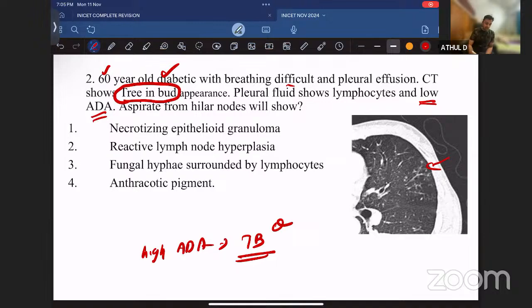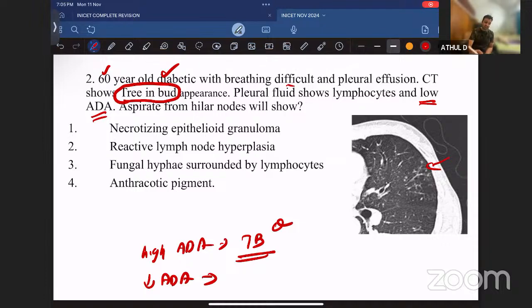But if the question shows low ADA level and tree in bud, then you should think about other possibilities, because if the patient is having tuberculosis, then the ADA level should usually be high. That is actually common sense. Okay, so in AIIMS exam, when they are telling you that the ADA level is low, you have to understand that that is a twist in the question.